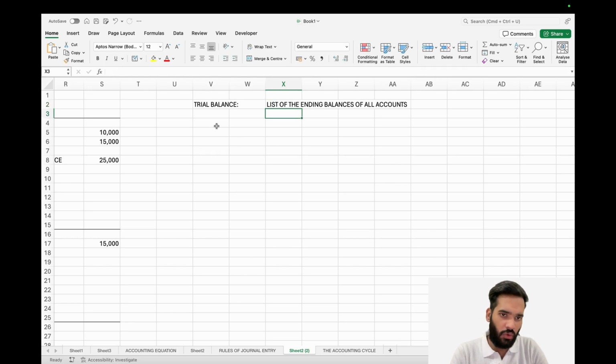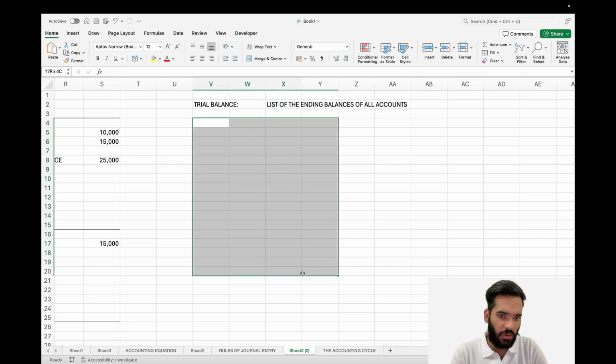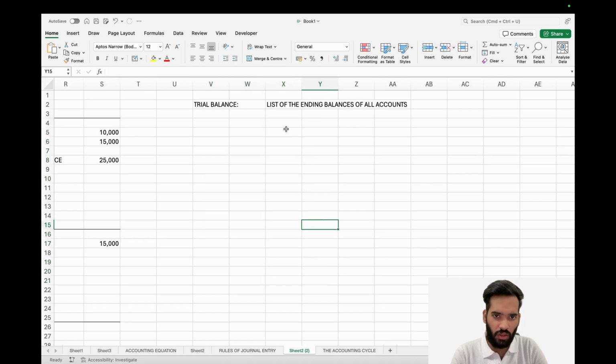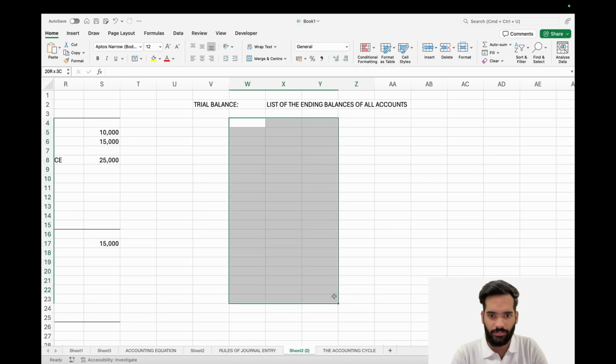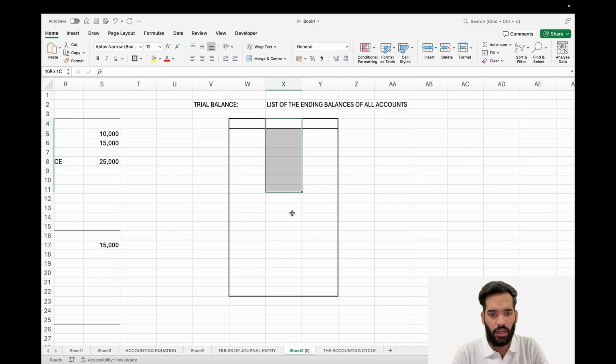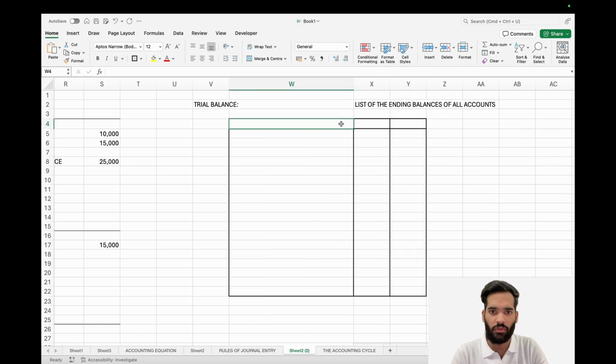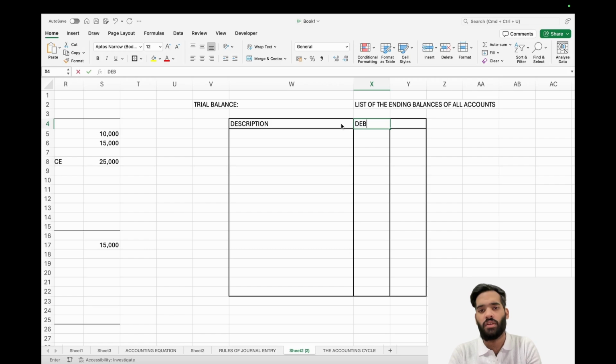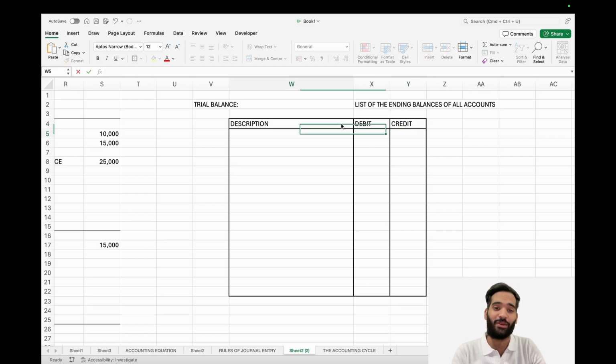Now let me show you how it is made. We literally just create a 3-column format. Let me just do it right there. And again, if you're doing this for your business, this part is also done automatically. But if you're a student, of course, you learn how to do this part. So description, debit and credit, this is what the trial balance looks like.